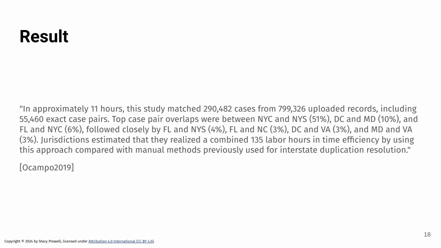Jurisdictions estimated that they realized a combined 135 labor hours in time efficiency by using this approach. So why did it take 11 hours? Well, because not everybody uploaded the data at the same time, and data was matched as it was uploaded. So you would connect, upload your data, the system would then match what it had, and do that partial piece of the matching. Someone else would upload the data, we do some partial matching of that, etc.